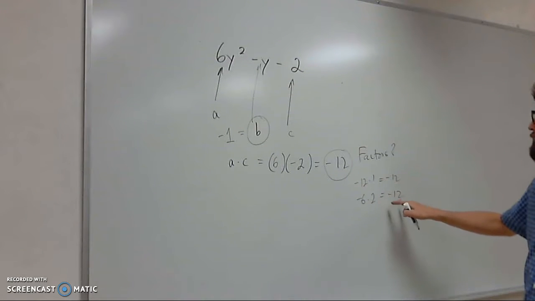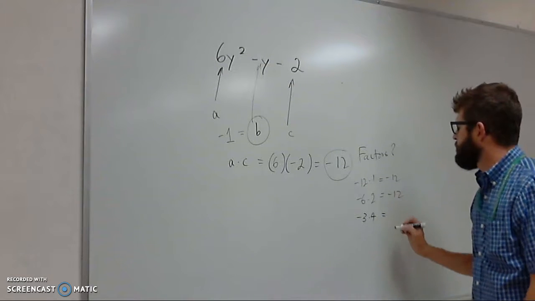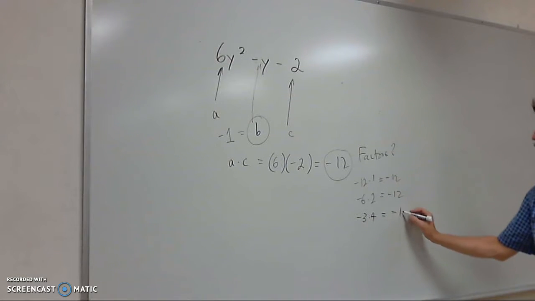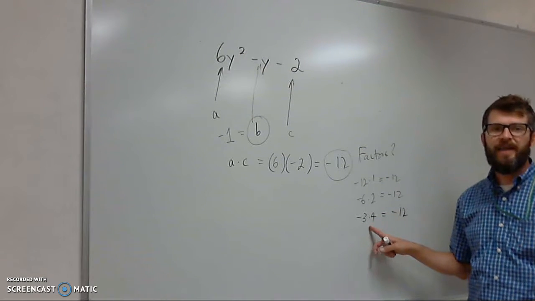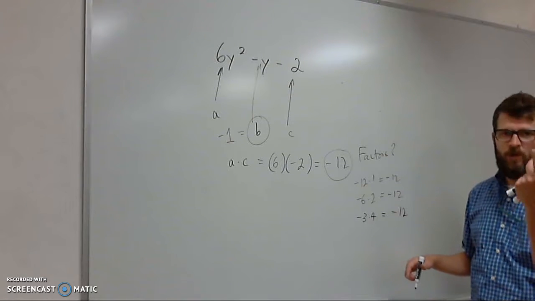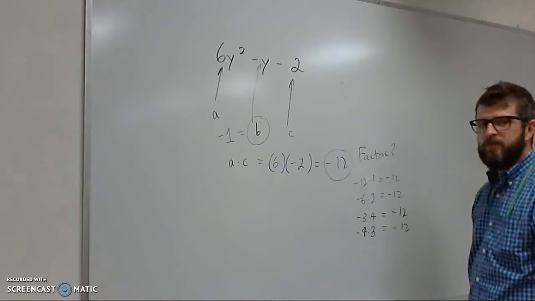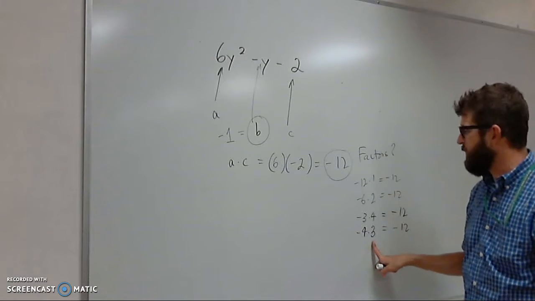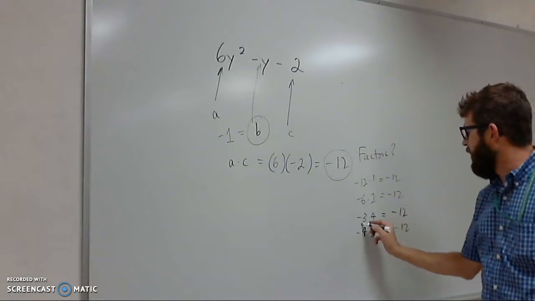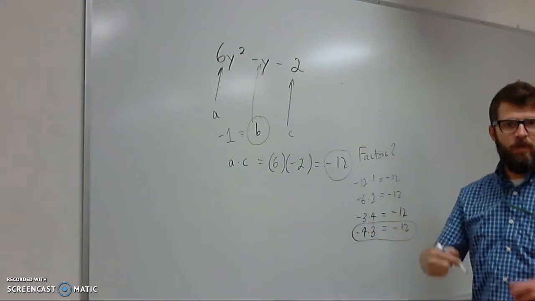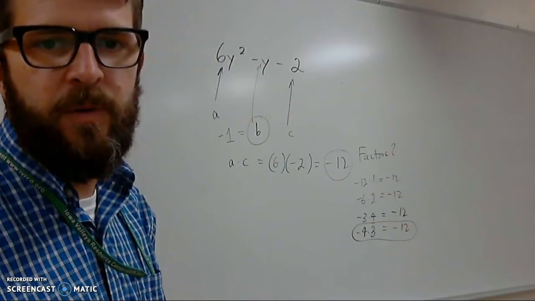Let's try one more pair of factors. What if I did negative 3 times 4? Well, negative 3 times 4 is negative 12, but when I add these up, negative 3 plus 4, I get 1. So let's switch this around. What if I try negative 4 times 3? That's negative 12. When I add negative 4 to 3, I get negative 1, which is my B. So I think I've landed on the pair of factors that I want to use to build the next part of the problem. I'm going to pause it here, and we'll start back up in a second.